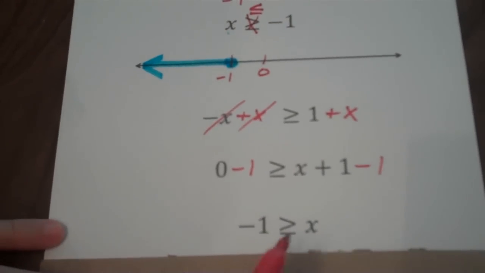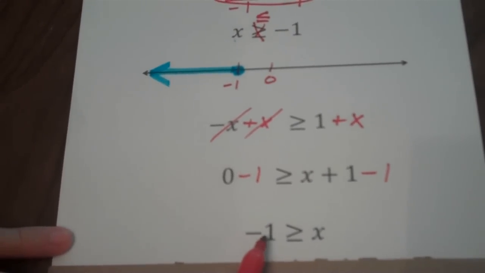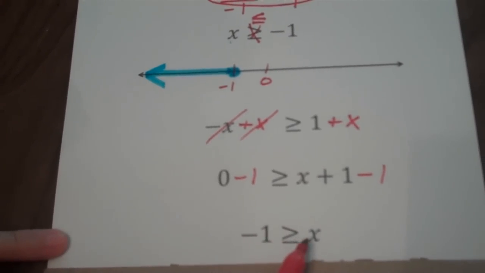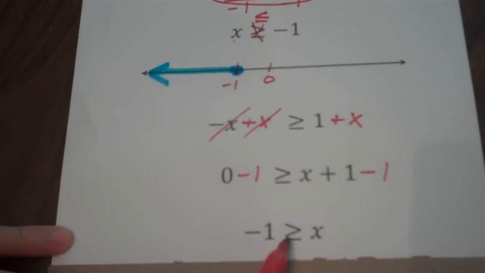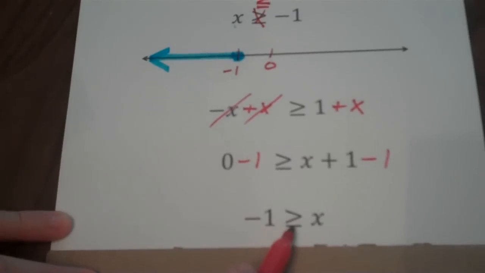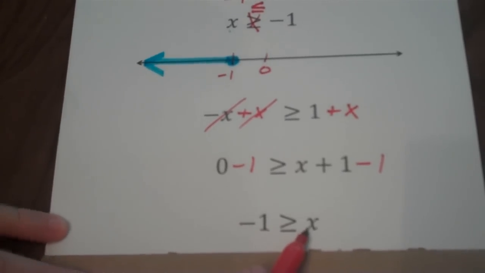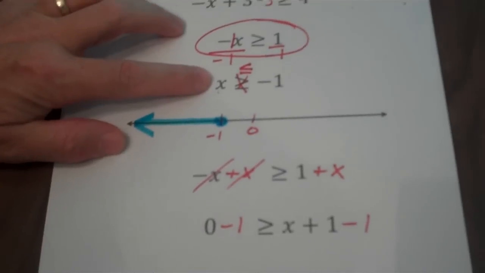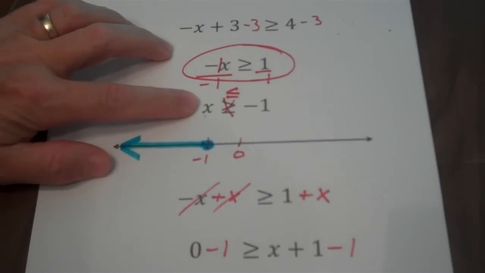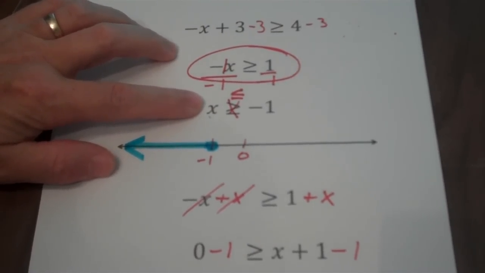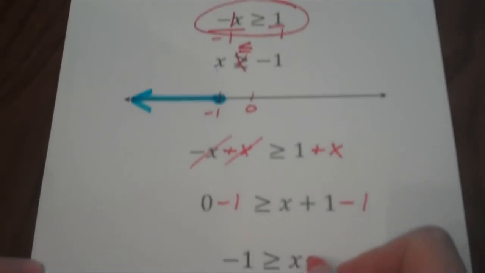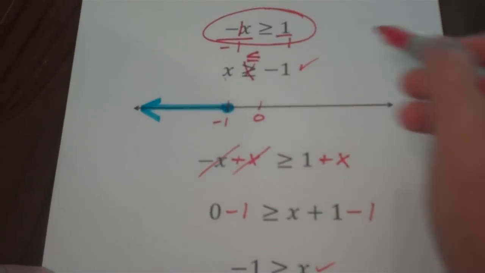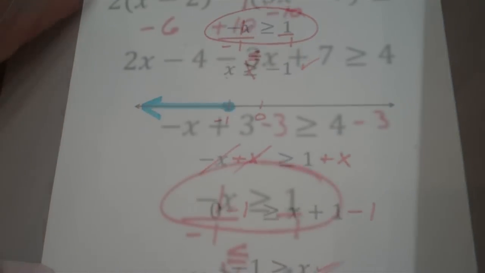And to get the same solution again, negative 1 is greater than or equal to x. Now I want you to notice that in both cases the arrow is pointing at the x. In both cases, even though these equations look different, we're saying that the x is the thing that is smaller than the negative 1. So both solutions, even though they look different, really are identical.